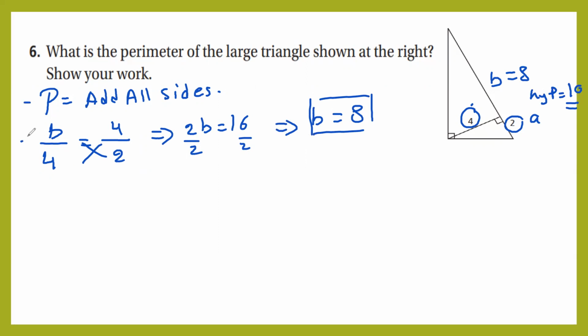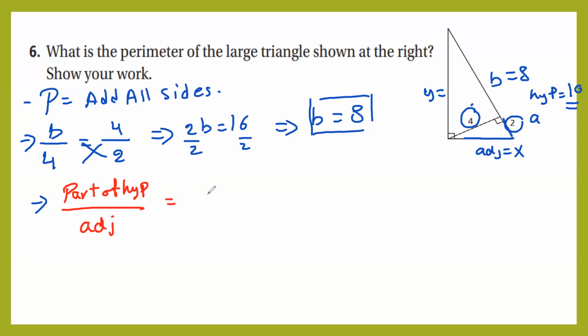Now let's find the second one. If you remember the rule, this is the adjacent and this is part of the hypotenuse. So this is the first adjacent, I can say it is x. This is another adjacent, I can say it is y. So we know the rule: part of the hypotenuse over adjacent equals adjacent over all of the hypotenuse. Part of the hypotenuse is 2, the adjacent is x.